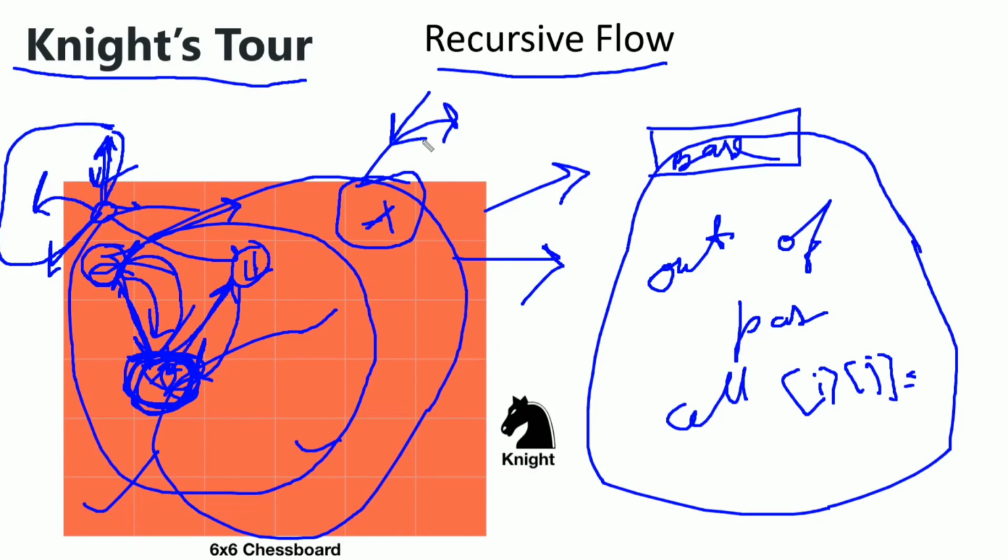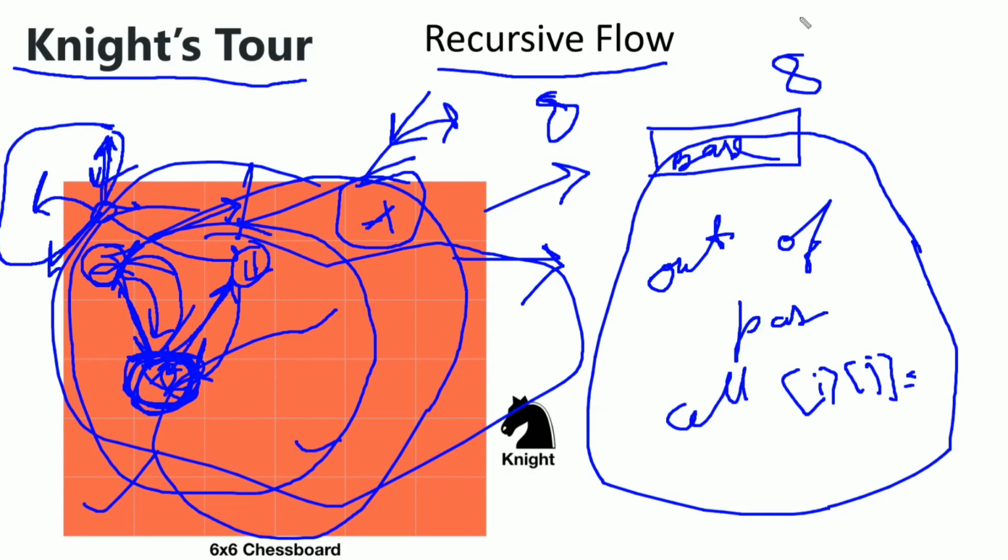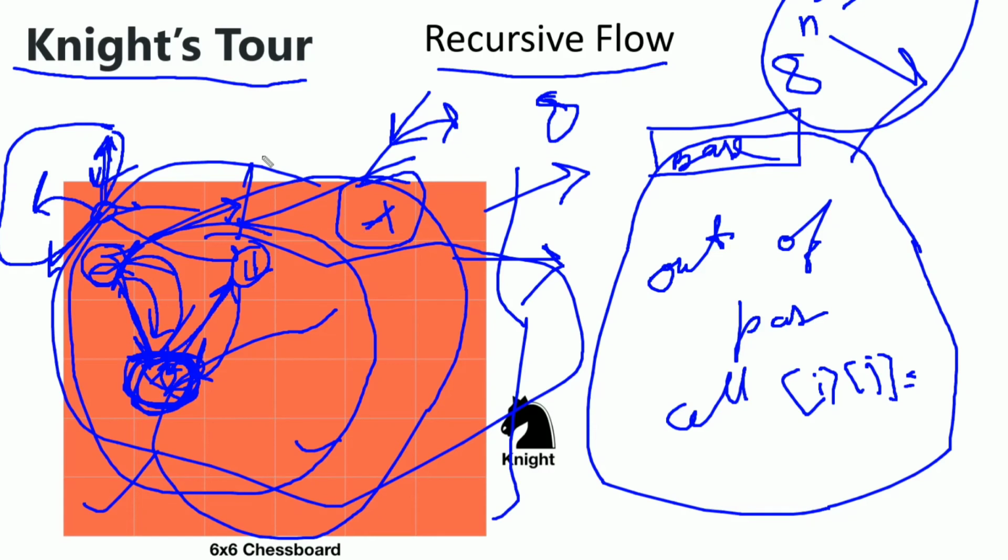Yeah, so considering the time complexity, there are eight choices available for the knight. Okay, it can go up, diagonally left, diagonally right, and needs to complete this whole chessboard. So 8 to the power n square, where n is the size of the board, and the size of the board is 6. Okay, so this is the time complexity. All backtracking algorithms are very slow, they take exponential time.